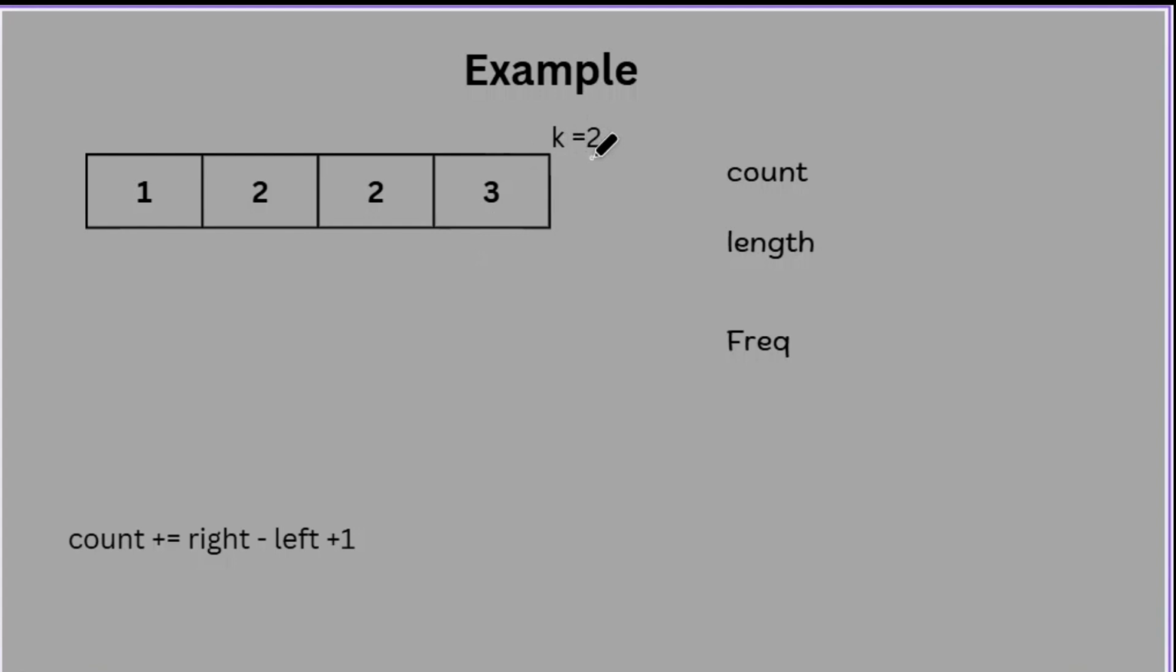We are going to use a sliding window approach for this. We are going to take a count variable which counts the total number of subarrays, and the formula for count is right minus left plus 1, and then a frequency table, which is a dictionary in Python or hash map in C++, and then a length variable which keeps track of the length of this frequency table. We are going to take two pointers, left and right. Initially both will be pointing towards the first element.